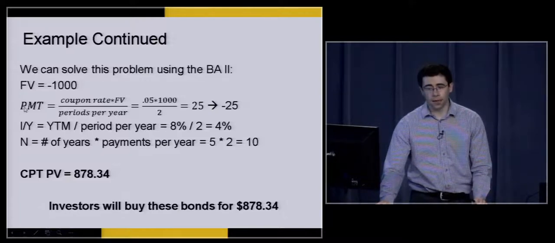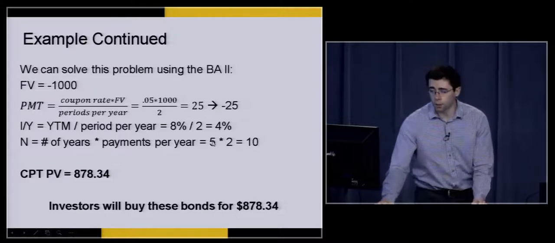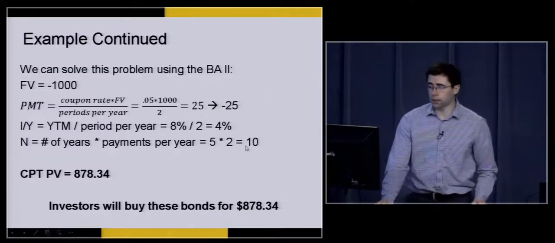If we have a semi-annual payment, we need a semi-annual interest rate. So in this case, our semi-annual interest rate is going to be our annual interest rate of 8% divided by 2, or 4. We're going to input this as 4 in our BA2 calculator. Next, our N is going to be our number of years times our payments per year. This bond matures in 5 years, and we have 2 payments per year, so N is equal to 10.